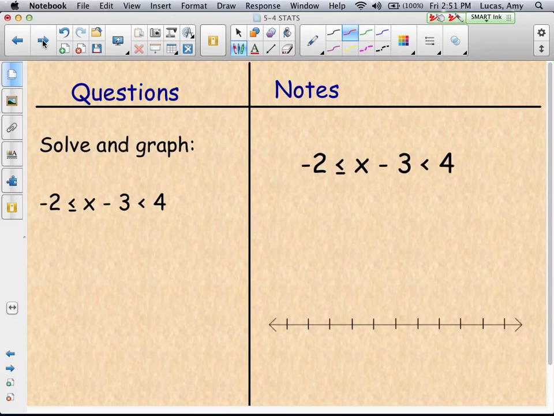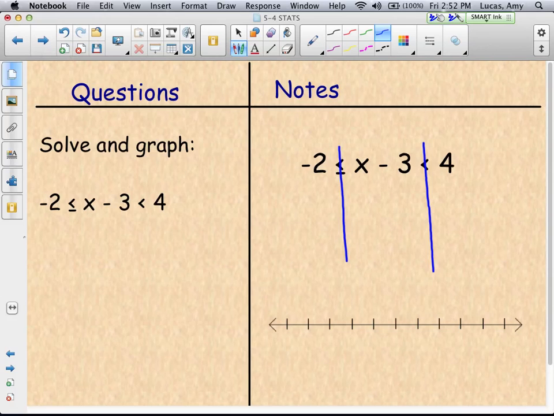This next one, it says solve and graph. This is set up as an interval right now. So what I'm going to show you is that if I treat this as 2 separate inequalities, like 2 separate train tracks, I can actually solve it at the same time. I don't have to split it into 2 separate inequalities.